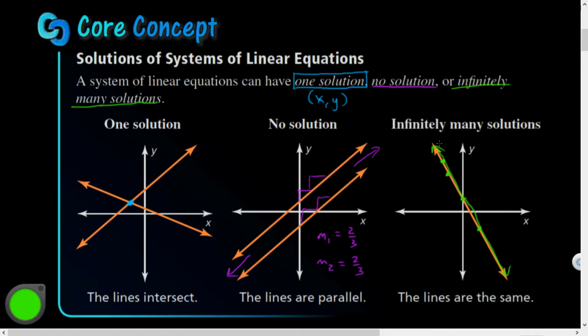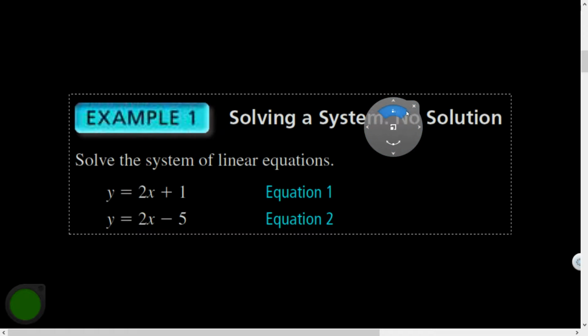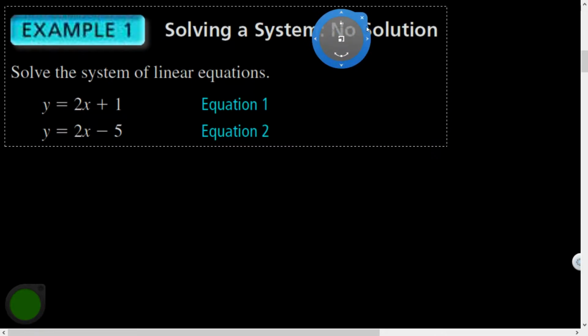Well, these lines all have the arrows on the endpoints because they do go on forever. But as far as the infinitely many solutions, it will just occur when the lines happen to be the same. Oop, I hit the button. There we go. Let's take a look at example 1.